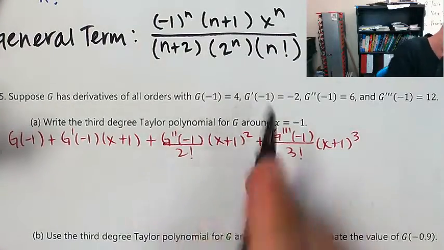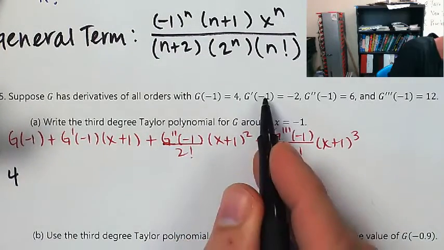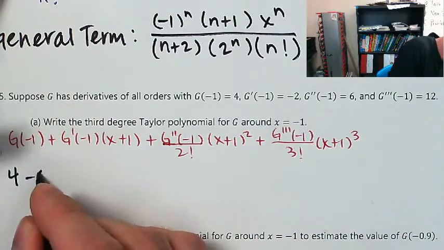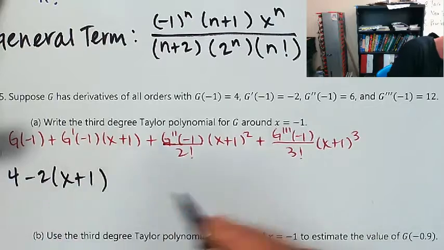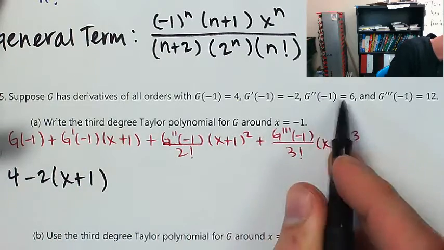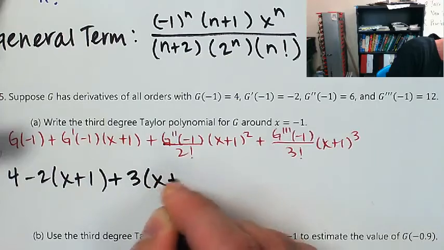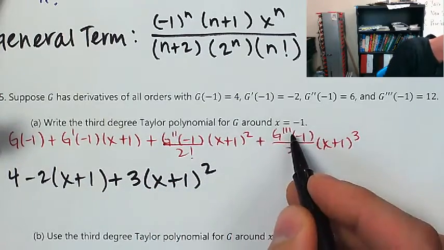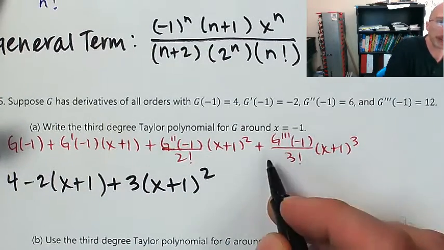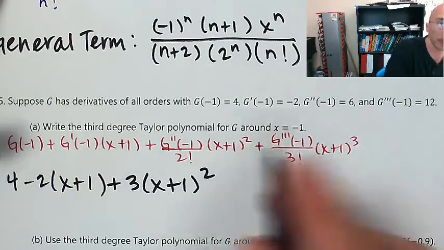So G of negative 1 is 4, plus negative 2, plus G double prime divided by 2 would be 3. And G triple prime 12 divided by 3 factorial, 3 factorial is 6, so that'll be 2.